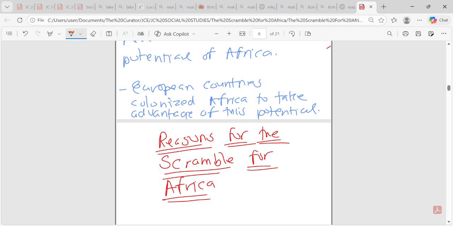So Africa was going to save them from the potential ruin that would be caused by the depletion of their resources, which would take them into war and famine. Africa was seen as a solution. This is why all the countries rushed, scrambled, to partition Africa.